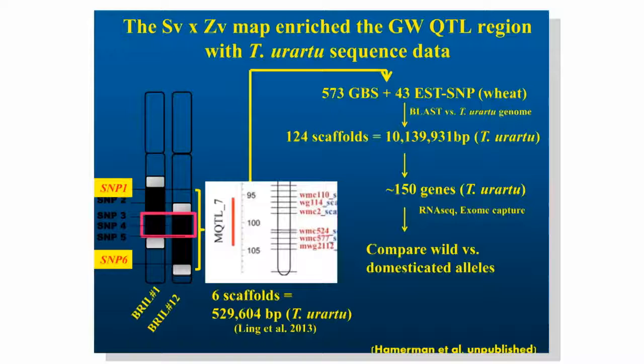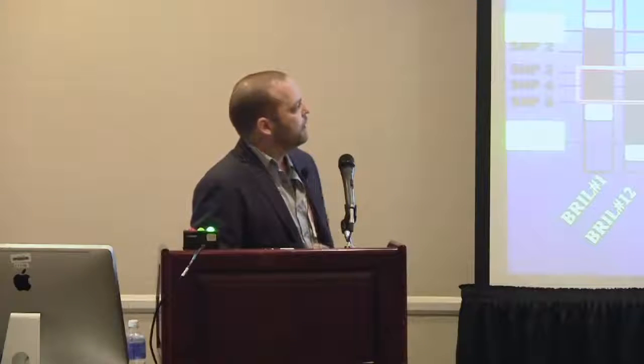This now enables us to use RNA-seq and exome capture approaches to compare between wild and domesticated alleles, and maybe to identify the causative genes for this important QTL. By the way, we did this analysis for the whole genome. We took our GBS map, aligned it to the Triticum urartu genome, and we were able to anchor 40%, 2 giga, of the Triticum urartu scaffolds, even though the N50 of the urartu scaffolds is around 60 kb.